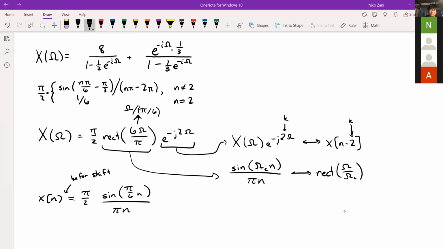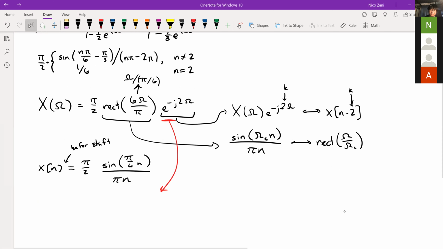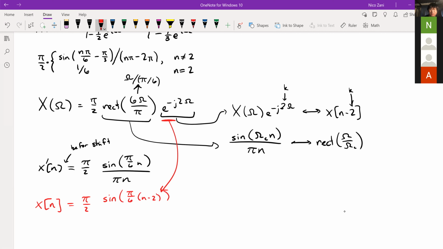And then we still have to account for this guy right here. So if I bring this down here, I could write the actual full x of n, maybe I'll write x prime of n just for ease of understanding, is going to be equal to pi over 2, and then every n gets shifted to n minus 2. So we would get sine of pi by 6 (n minus 2) over pi (n minus 2). And if you look up there at the answer, that's the same thing.